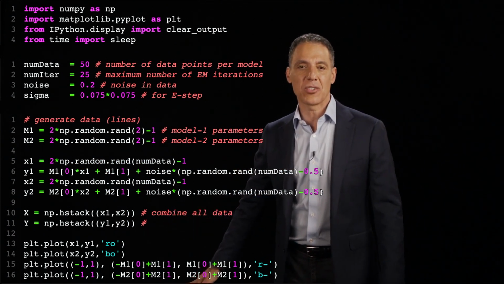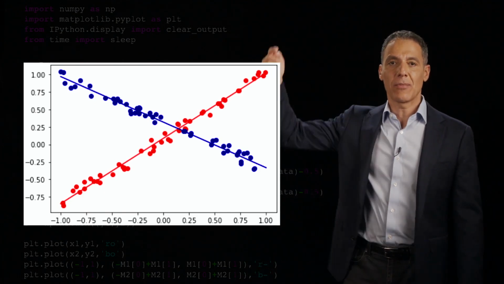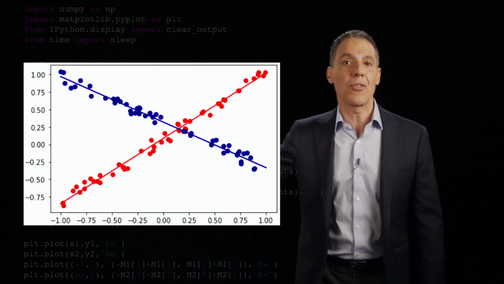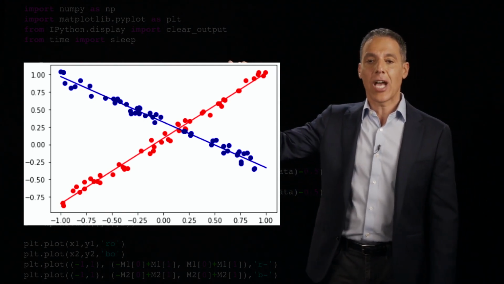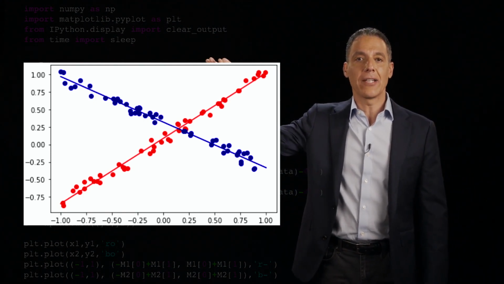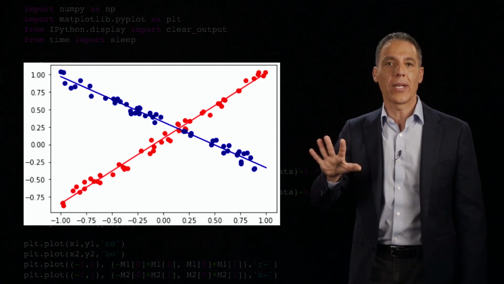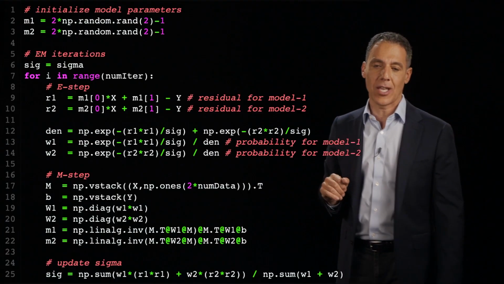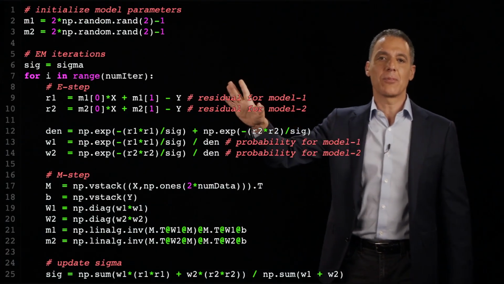Plot everything to make sure you didn't screw anything up, and it's going to look something like this. Here I've color-coded because I know what the right answer is. Our job, of course, is going to be to fit the red line and the blue line without knowing the initial model parameters and without knowing the initial class assignment. All right, so that was just to set up some synthetic data.